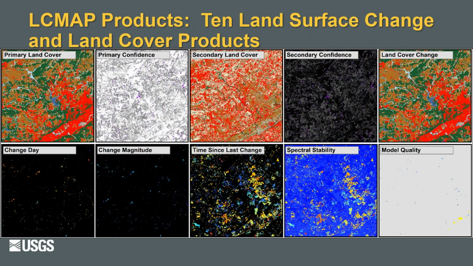So for this annual time series, these annual products that we pull out from the CCD models, we're creating 5 products. This is what we're calling our version 1 LCMap. The products on the bottom, change day, change magnitude, time since last change, spectral stability, and model quality, are for the most part extracted directly from CCD, the change detection algorithm. They refer to units of time, except for the change magnitude, which is an indicator of the amount of change that occurred at a break.